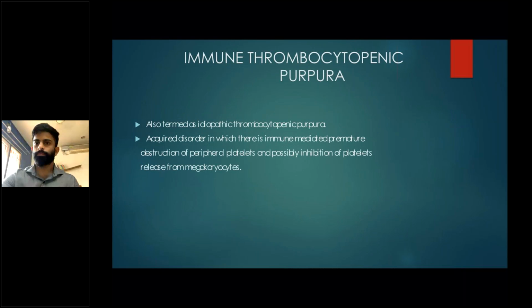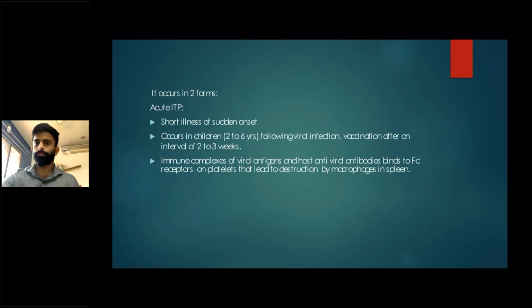So the other important one is immune thrombocytopenic purpura, also termed idiopathic thrombocytopenic purpura because we do not know the exact cause of it. It's an acquired disorder, it's not congenital, in which there is immune-mediated premature destruction of peripheral platelets and possibly inhibition of platelet release from the megakaryocytes. So decreased production and also increased destruction can be seen. It's an immune-mediated process. It occurs in two forms.